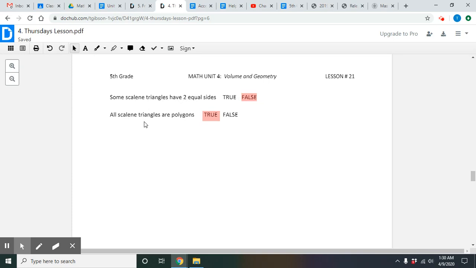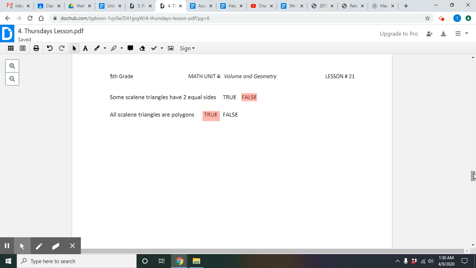And lastly, all scalene triangles are polygons. This is true. It doesn't matter what type of side lengths a triangle has, as long as it's a subcategory of polygons. All triangles, any type, because they're a closed shape and have straight lines, are polygons. So this is true. Okay, so you guys have your secret code word for today.